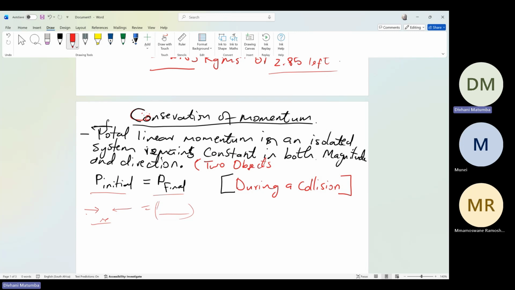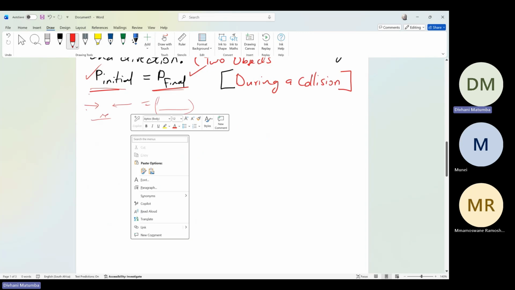Each object will have its own momentum, which is mass times its velocity. We are going to calculate the total momentum before and the total momentum after, because the law of conservation of momentum says the total momentum in an isolated system remains the same, meaning momentum before equals momentum after, or P initial equals P final. I'm going to give you an example.